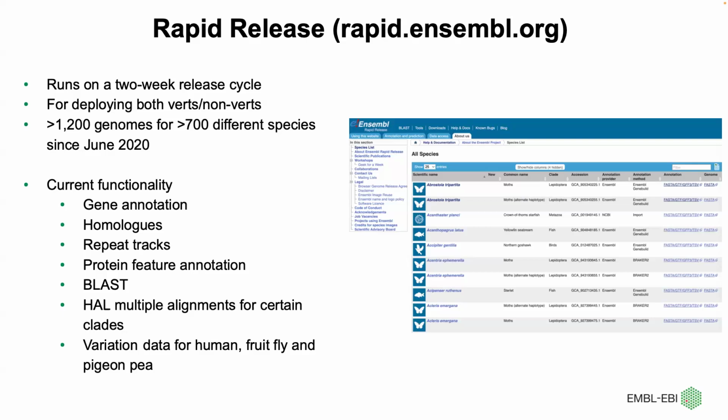The current functionality of the rapid release includes gene annotation. You can have homologs from the website. There are repeat tracks which are provided, which can be viewed on the genome browser. Protein feature annotation. There is a utility to use BLAST on the server. We also provide HAL multiple alignments for certain clades. And there are variation data for specific species like human, fruit fly, and pigeon pea.